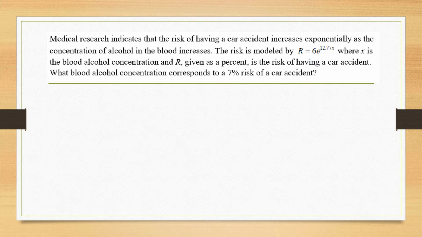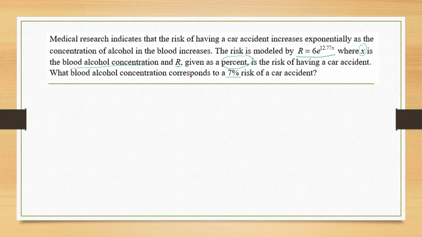In this problem, we have something that says medical research indicates that the risk of having a car accident increases exponentially as the concentration of alcohol in the blood increases. Now this risk is modeled by an equation, and they give us the equation. R equals 6e raised to the 12.77x, where x is the blood alcohol concentration, and R, given as a percent, is the risk of having a car accident. What blood alcohol concentration corresponds to a 7% risk of a car accident?